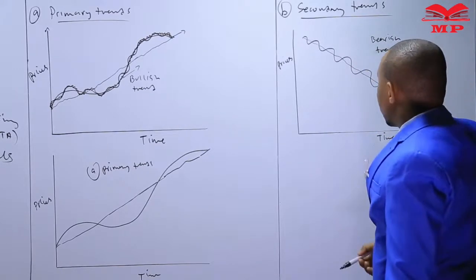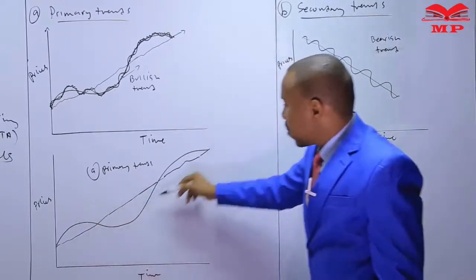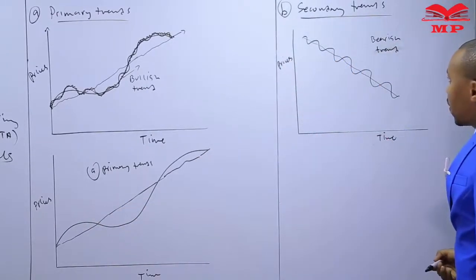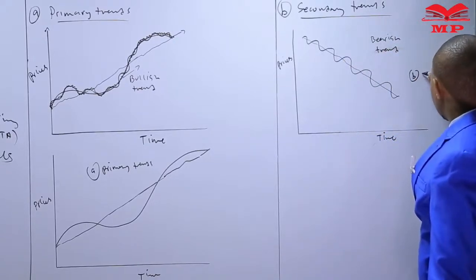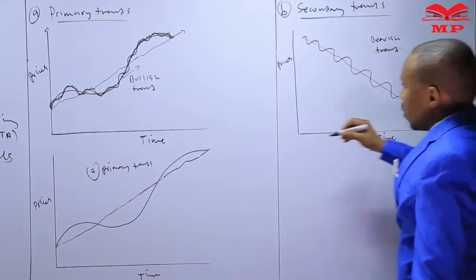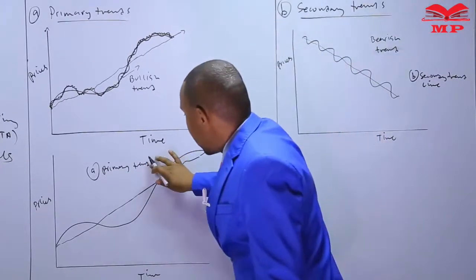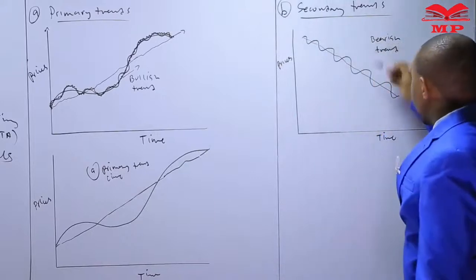This is what we're saying is a secondary trend. It's much smaller as compared to this one. You can see this one is much bigger there. This one is much smaller there. So you can use this secondary trend line, but here is the primary trend line. You can be able to see it like that, and this is the primary trend like that.